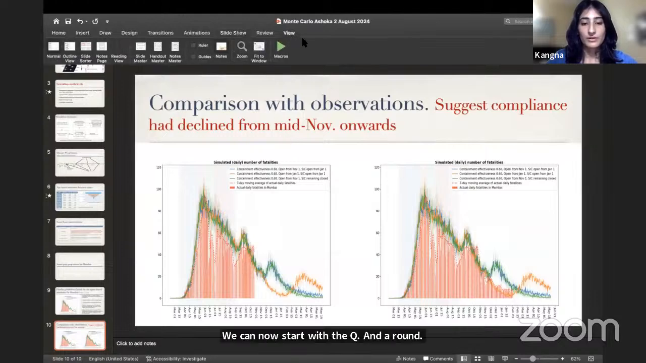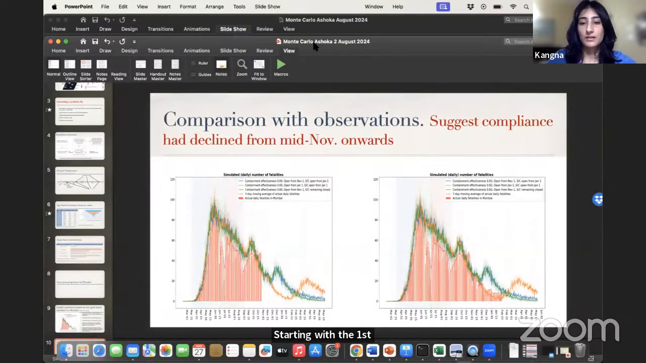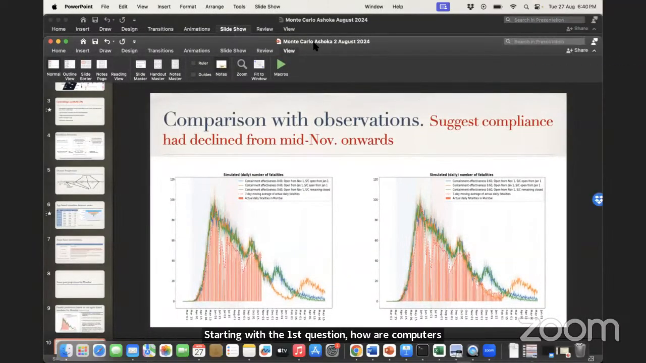Starting with the first question, how are computers changing the way we study diseases? Well, this is exactly a very nice way to illustrate that. This is for infectious diseases, because you want to understand how infectious diseases spread. So now you can build a micro agent-based model at a very detailed level, and it gives a very good idea of how diseases are going to spread.